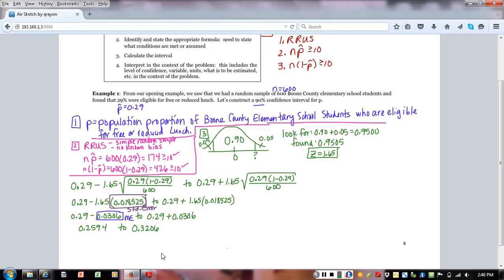Now my last step here is going to be to interpret. But before I do that, what I've generally found is that students are better at interpreting percentages instead of leaving them here as these decimals. So I'm going to multiply things by 100% so I can make it percentages instead. So that's going to be 25.94% to 32.06%. At this point, all the math is done.